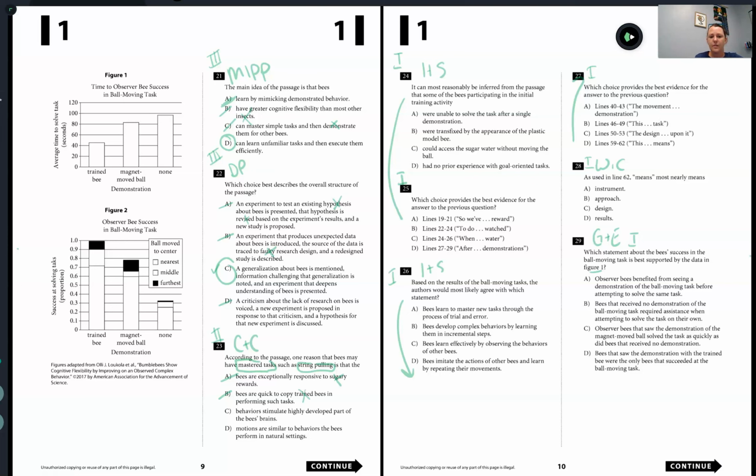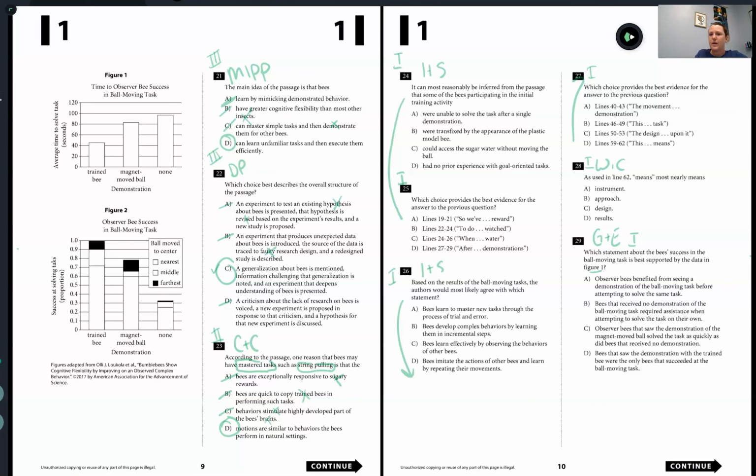Behaviors stimulate highly developed parts of the bees' brains. We don't see a discussion of the stimulation of their brains at this point. So the motions of string pulling are similar to what they perform in a natural setting, such as foraging. D is our answer. Now we have our first COE pair.